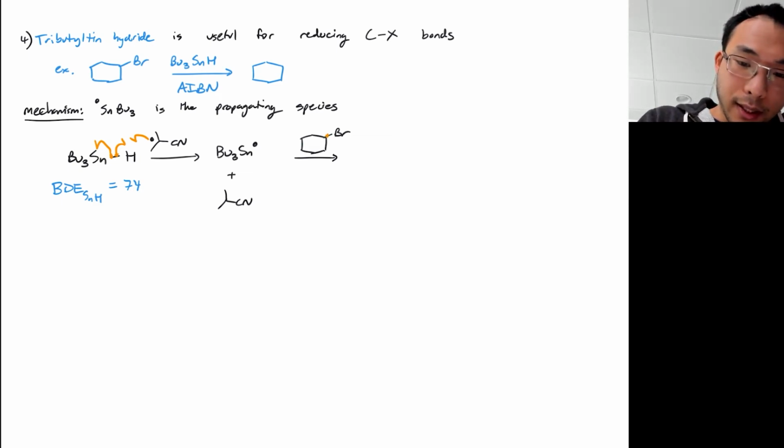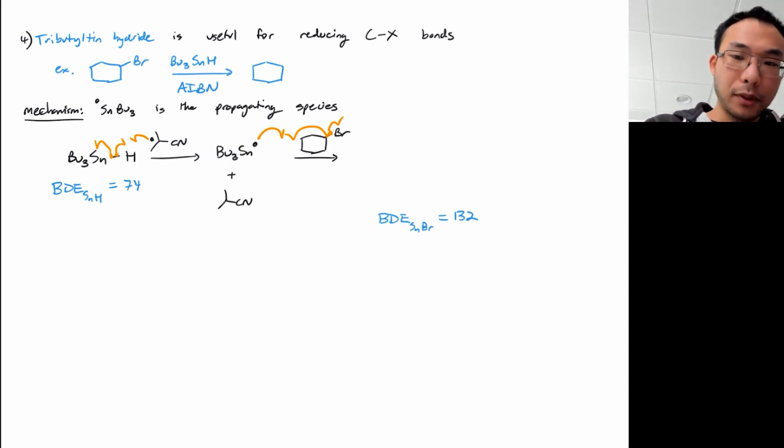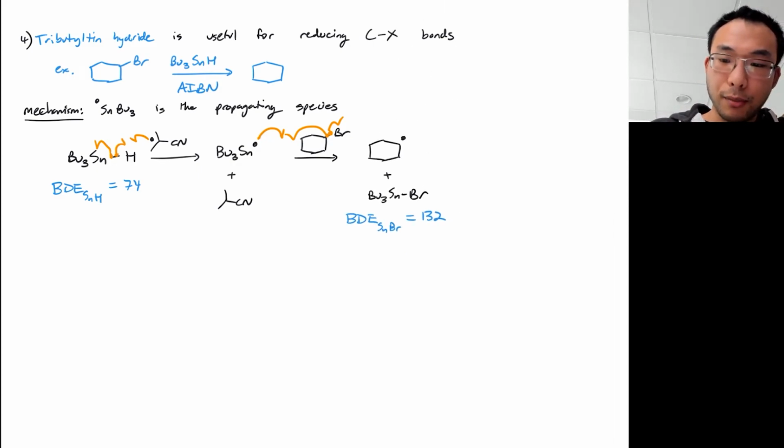That can take place because the tin bromine bond is actually pretty strong. So that turns out to be about 132 kilocalories per mole. And so this is a favorable process right here.